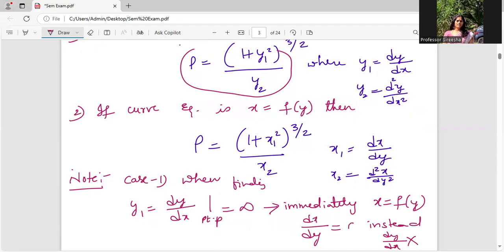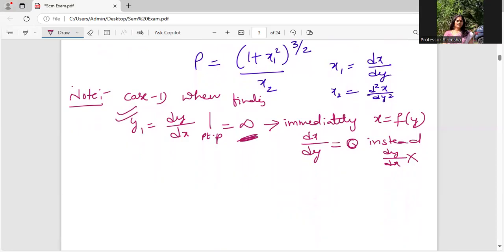Now, in this case, dx by dy at that point would go to 0. 0 is fine to handle, but infinity is difficult to handle. Things will become improper, or L'Hopital's rule should come into picture if it is in one of the indeterminate forms. That's why I'll be using the second formula in the case where I have dy by dx to be infinity, guys. This is about the formula.